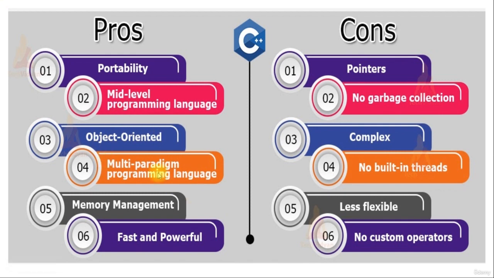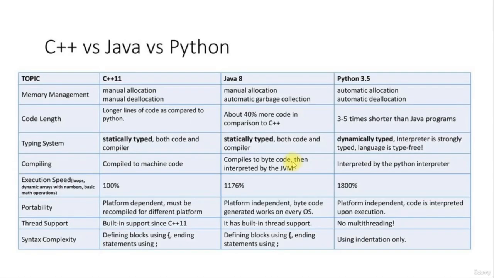Again, C++ is an object-oriented, multi-paradigm programming language with memory management, and it is fast and very powerful. The cons are that it still gives the feature of pointers, while Java and Python don't. There is no garbage collection. It's slightly complex. There are no built-in threads. It's less flexible, and no custom operators are available in C++. So these were some of the pros and cons that C++ has.